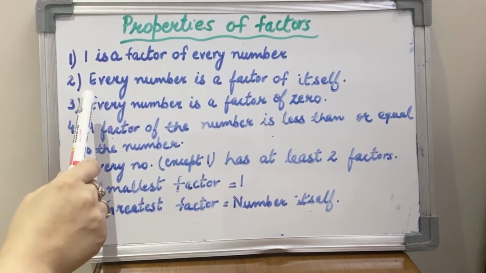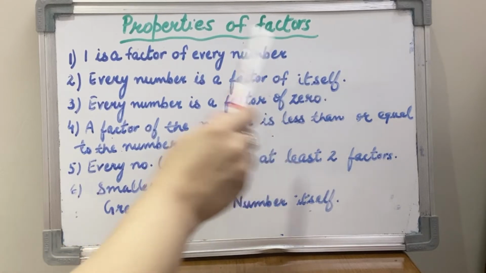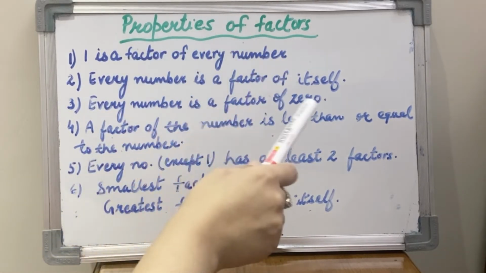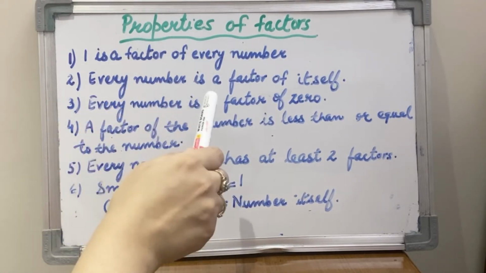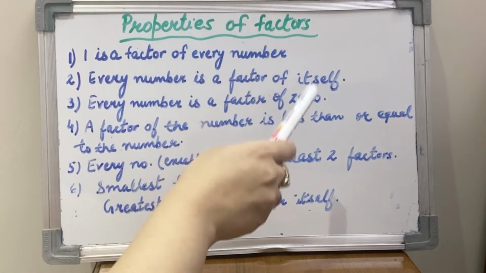Then second point I told you, every number is a factor of itself. I told you like 7 into 1 is equal to 7, so 7 is a factor of 7. Same way 6 into 1 is equal to 6, so 6 is a factor of 6.